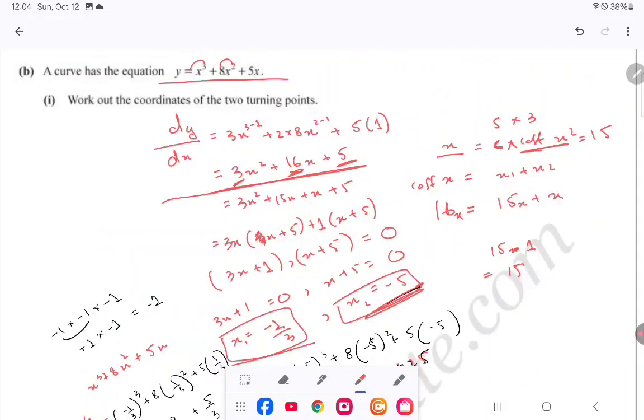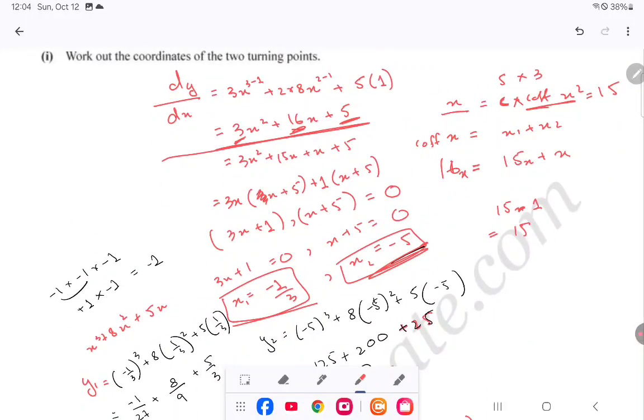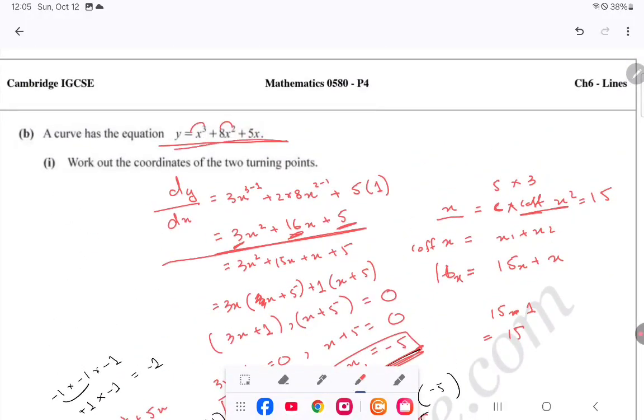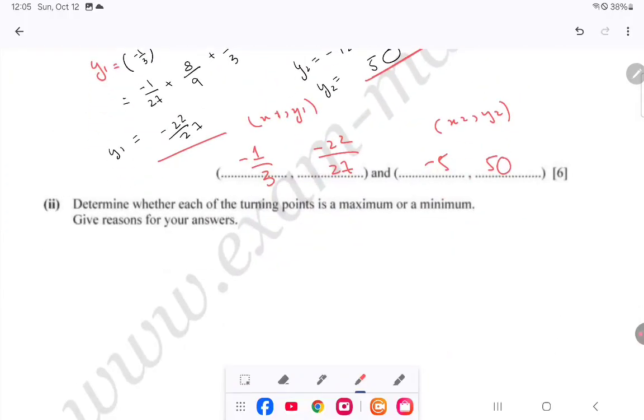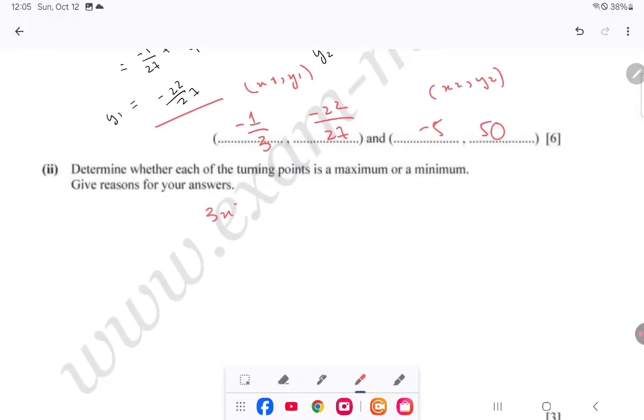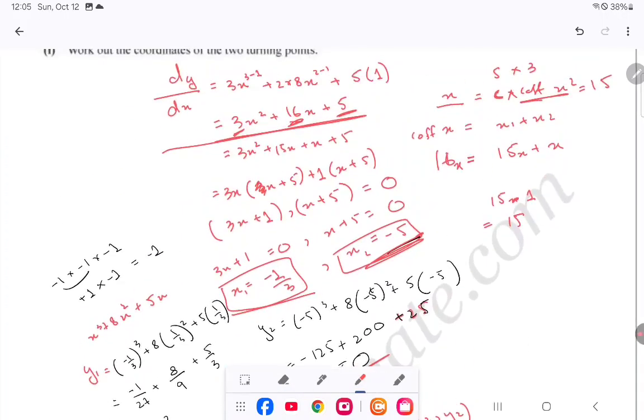So we're going to write the first derivative of this equation, which is 3x square plus 16x plus 5. I hope I'm not mistaken. Yes.